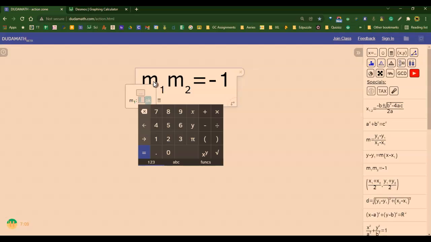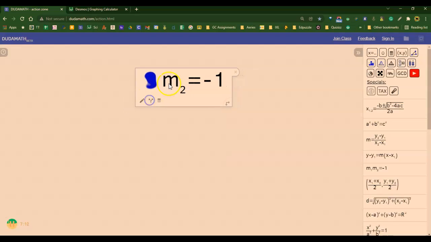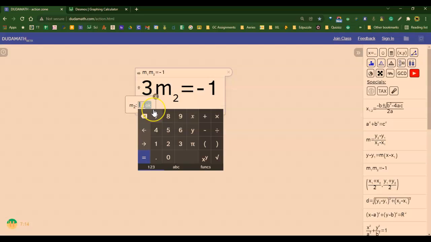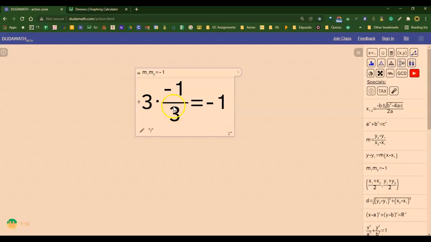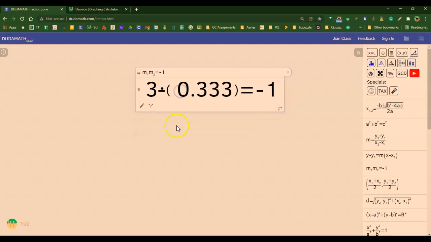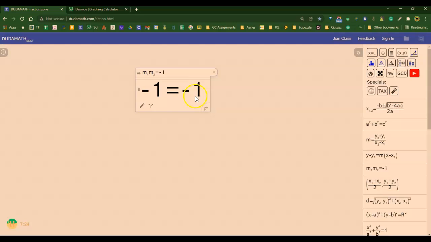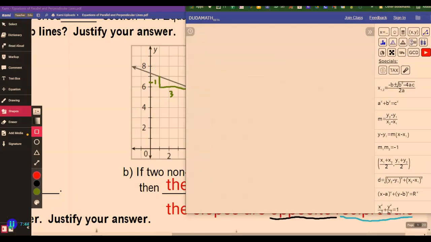So you could just punch in your 3 for your first slope, and then your second slope, put in -1/3, and then multiply these all together. And if you get the same thing on both sides, then yes, they are perpendicular. That's all that is. Okay, so all these right here we're using right now. These are all for linear equations, these 5. 1, 2, 3, 4, 5, yeah. So DudaMath is always a good website, good resource.